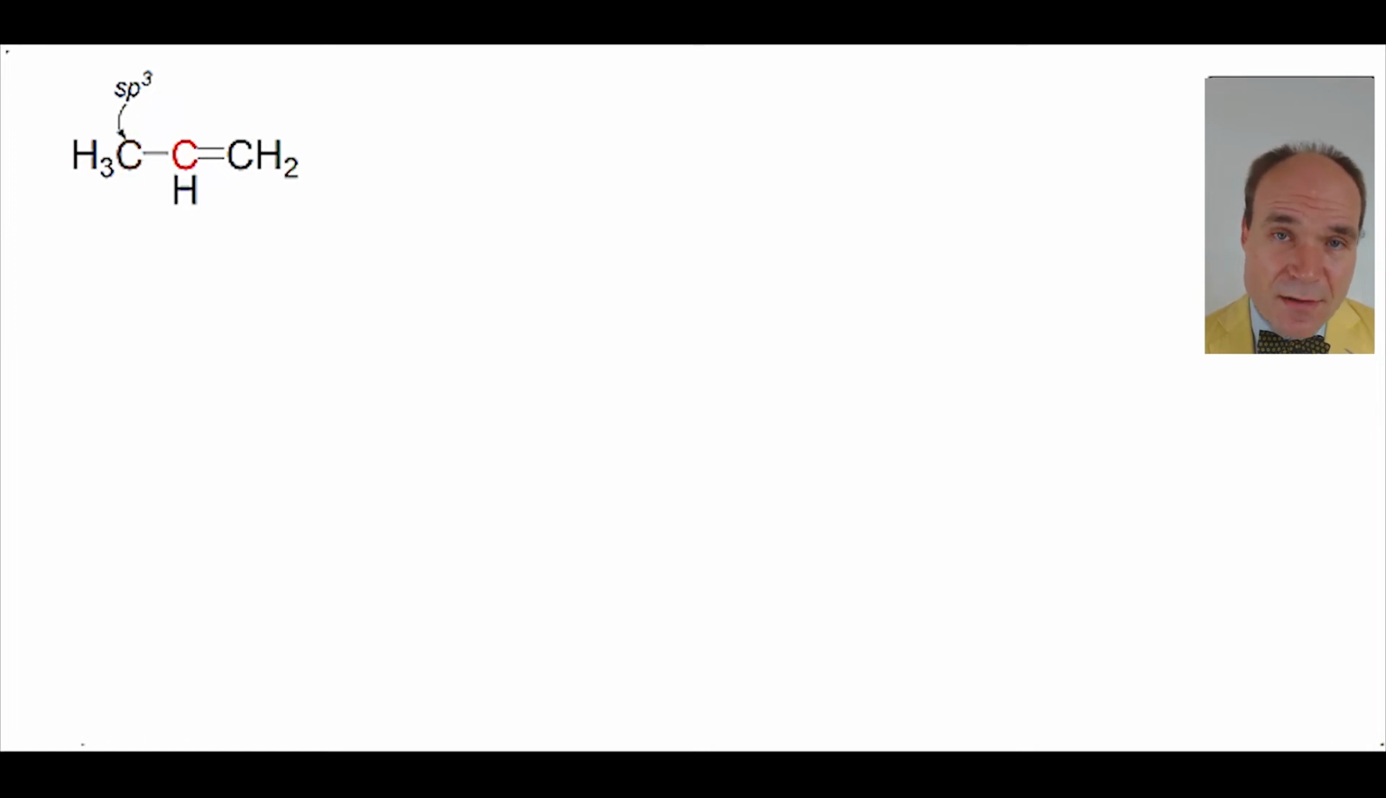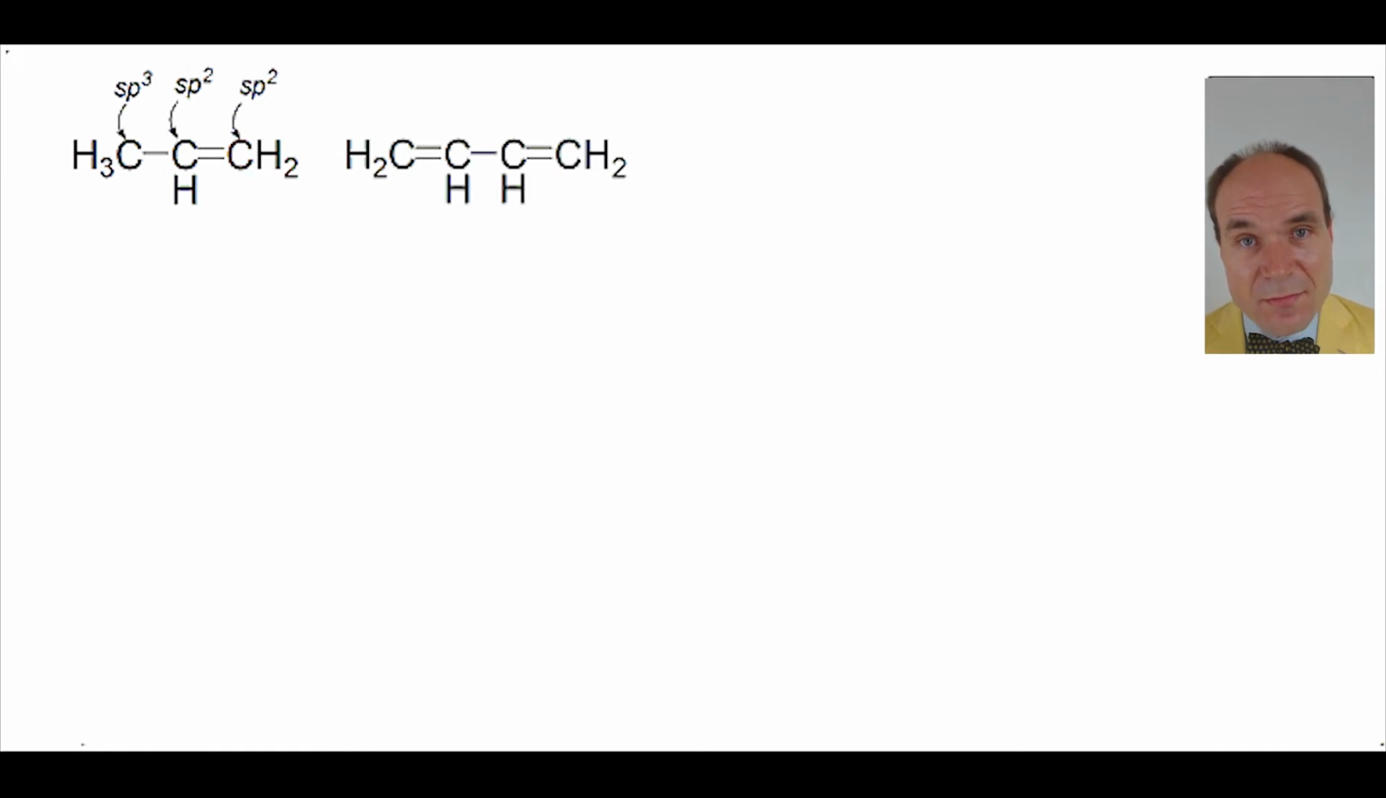The next carbon we look at, well, how many double bonds? 1 double bond attached, so it's an sp2 hybridized center. The next carbon, well, that's the partner of the double bond. So how many double bonds attached to that carbon? 1 double bond attached, so sp2 hybridized center.